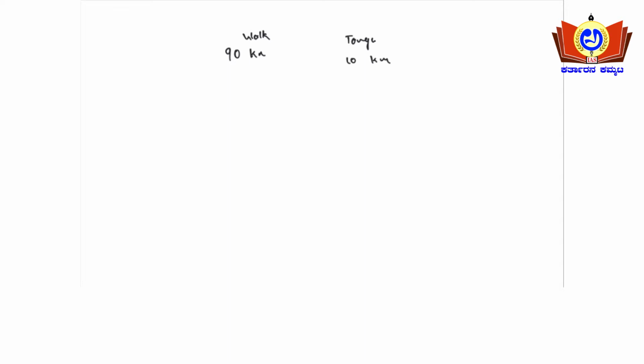What they are telling is that while riding the tonga he takes 4 hours less than the walking time. So if we consider the walking time as x, the tonga time will be x minus 4. It's as simple as that. Speed equals distance traveled divided by time taken, so walking speed is 90 by x, and the tonga speed is 10 km by x minus 4. Till here you got it, right? This is the condition till here.